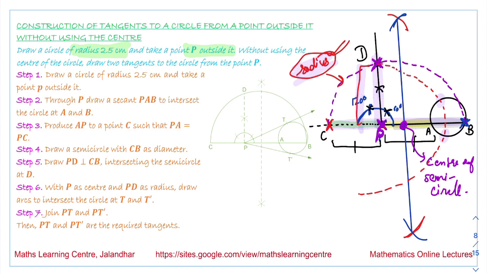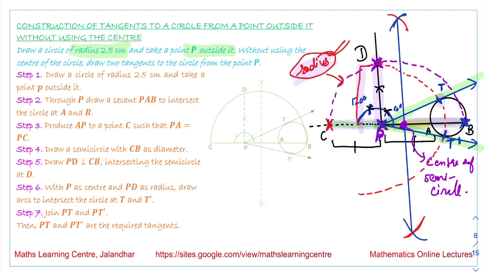By keeping the compass at point P, we mark 2 points on this circle and we name these points T and T dash. Now if we join this point P and T, this will be a tangent, and if we join this point P and T dash, this will be a tangent. So these are the required tangents, PT and PT dash. These are the two required tangents.